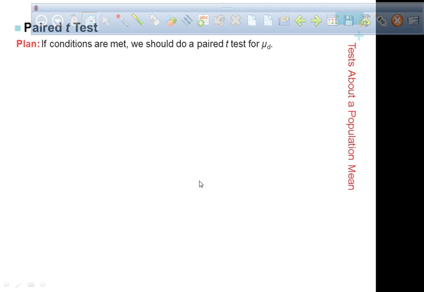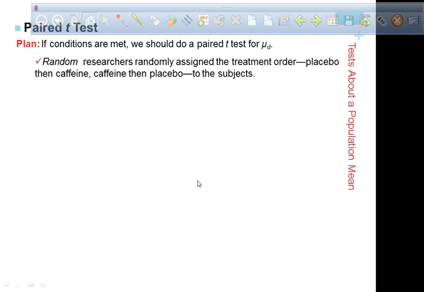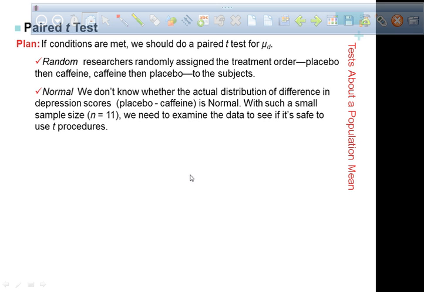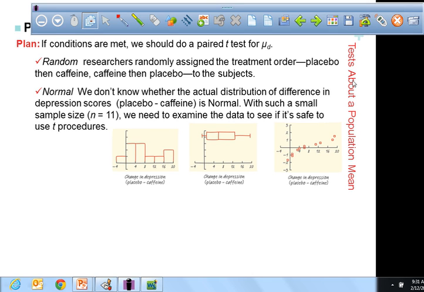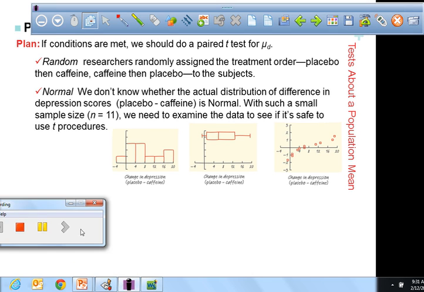All right, so here we go. Plan. So it's random. It came from a completely randomized design. Normal. We don't know whether the actual distribution of the differences in the scores is normal. With such a small sample size, we need to see if it's safe to use T procedures. So again, we look at the graph of what's going on here, and when we do, we find.